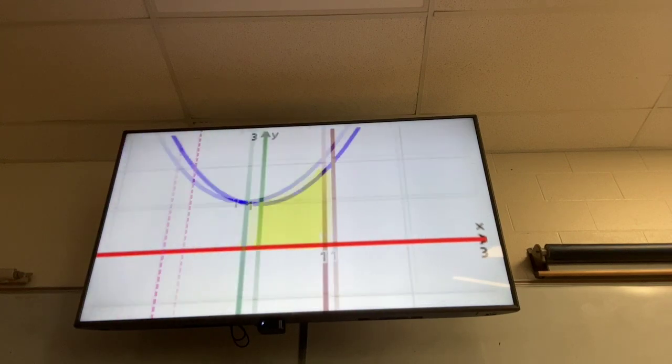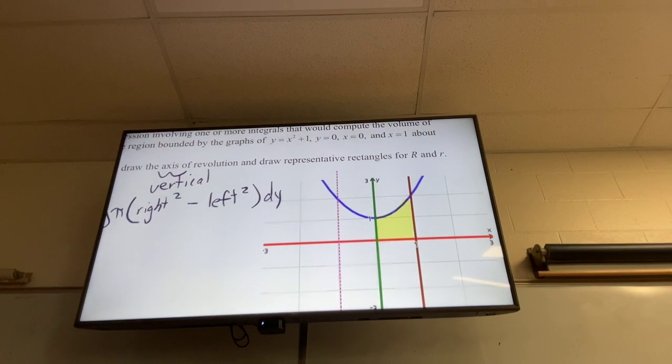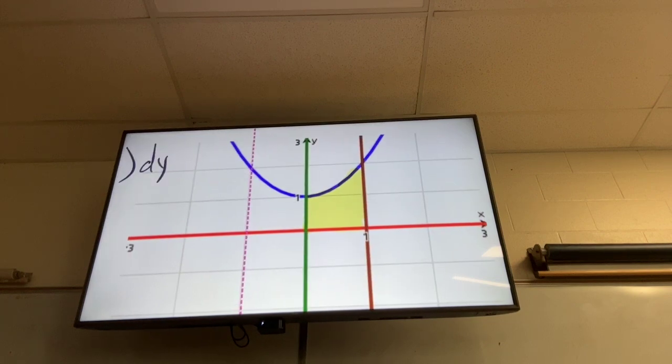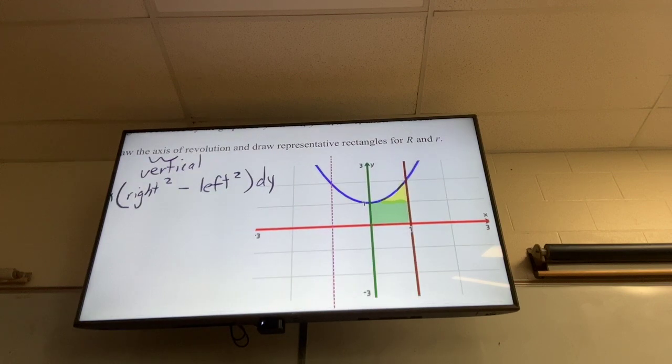We want this yellow region right here, okay? So here's what we're going to do. We're going to split it up into two integrals. We're going to find the volume of the surface formed when we rotate the green region around, and then the volume of the surface formed when we do the yellow region.